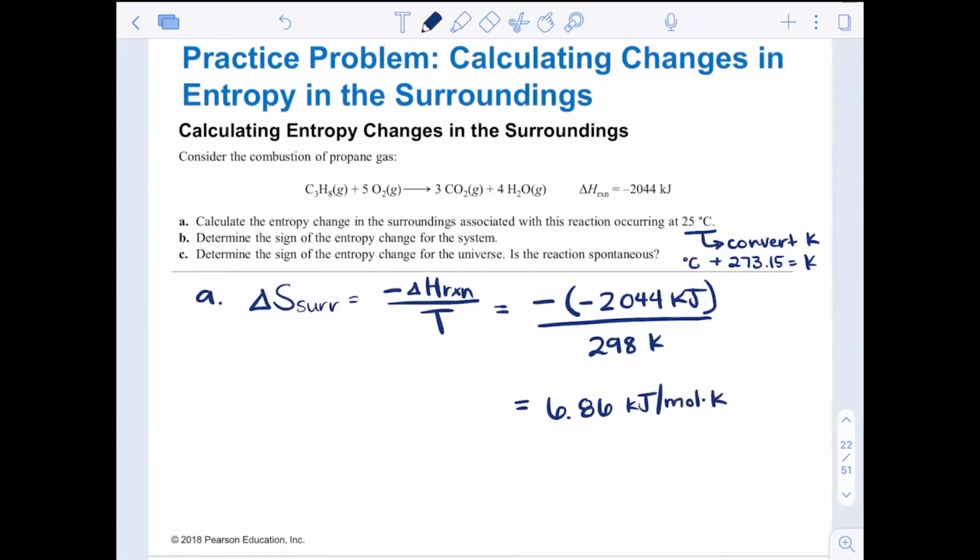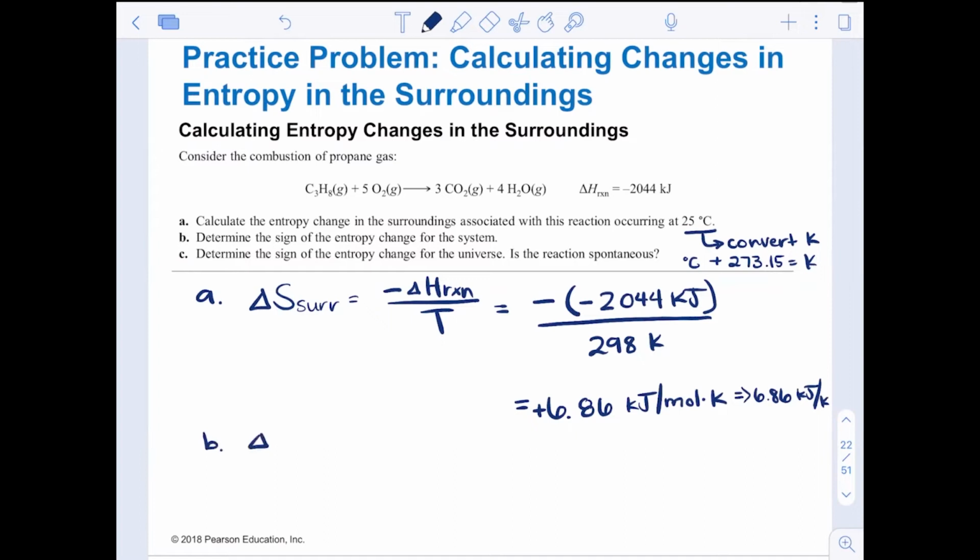Sometimes the per mole part is dropped off, just like it is for delta H. So you can say 6.86 kilojoules per Kelvin as well. But note, it is positive. The delta S of the surroundings is favorable, increasing.